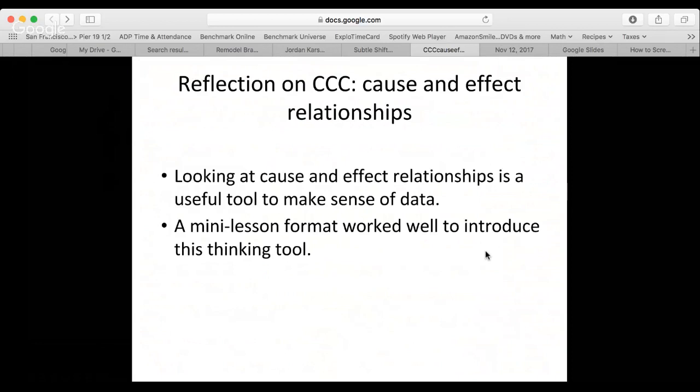What I found from trying out this subtle shift was that using the cross-cutting concept of cause and effect relationship is a useful tool for the practice of analyzing data. Once you've introduced a mini lesson, and our mini lesson was really simple, you can refer back to a sentence scaffold and use a T-chart to cue the kids into this kind of thinking.